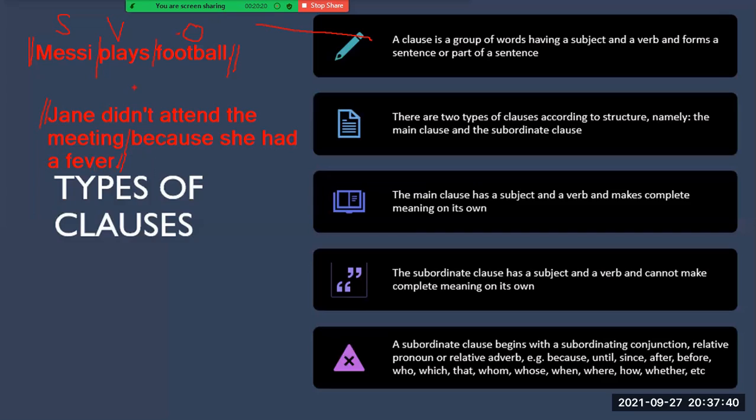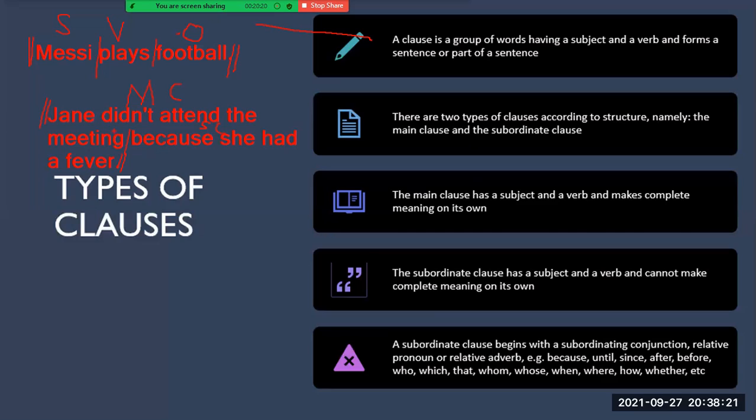So let's call the first clause MC, which stands for main clause, all right? This is MC, main clause. Then let's call this SC, which is subordinate clause. So you can see, now talking about a clause being a group of words that has a subject and a verb and forms a sentence or part of a sentence.